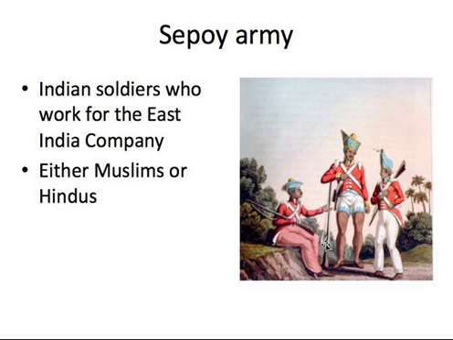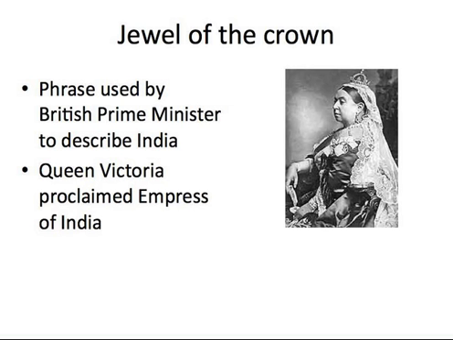Now, India becomes so profitable for England that it becomes known as the jewel in the crown. And it was a phrase used by the British Prime Minister to describe India. And the Queen of England in the 19th century, here she is right here, Queen Victoria, was proclaimed Empress of India. And the reason it's the jewel of the crown is it is the most valuable of all the colonies. They make a lot of money off of India.